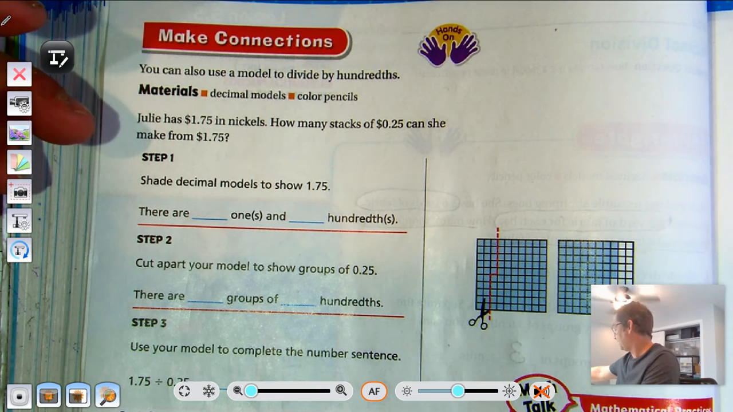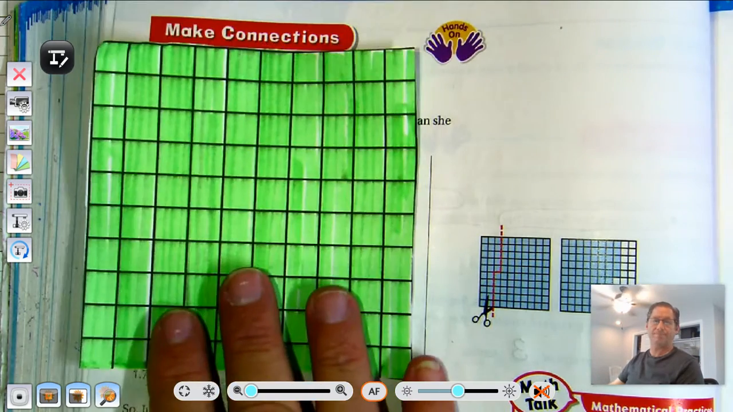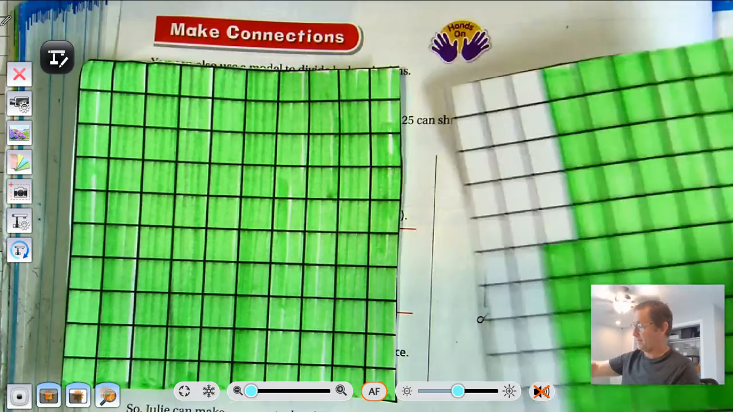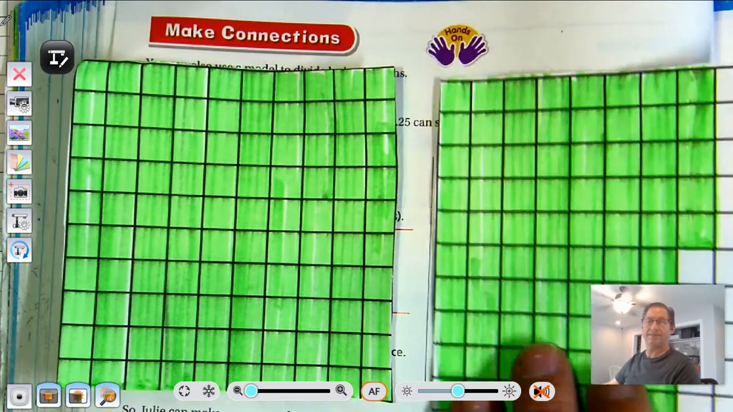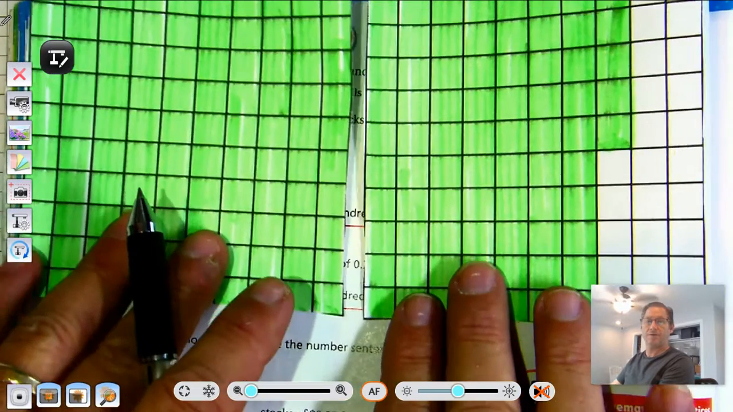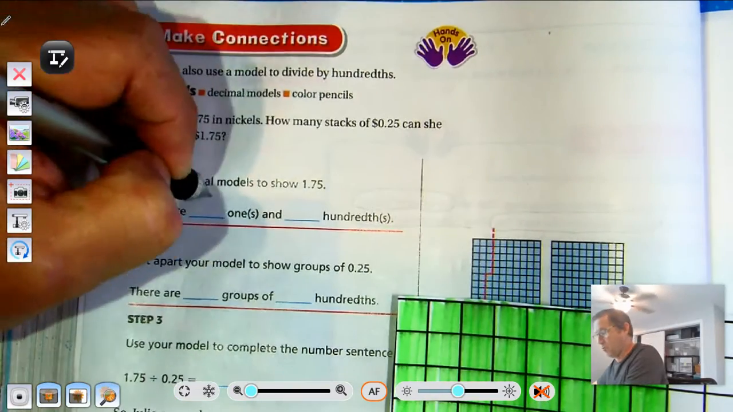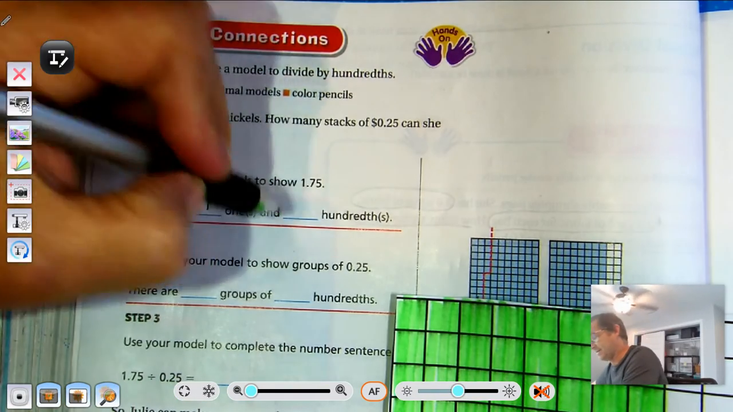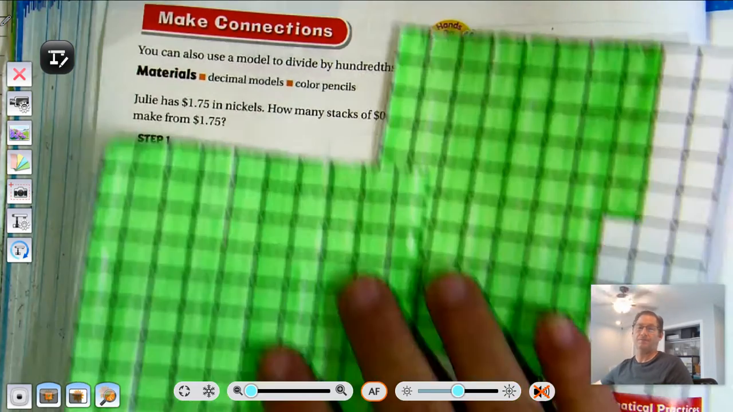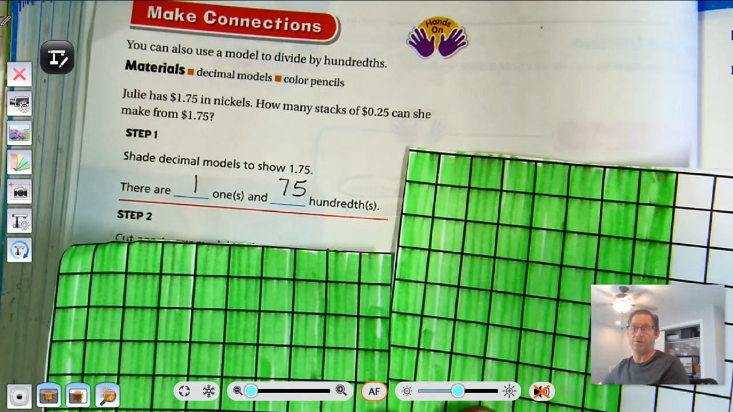Okay, well, so that would be one whole, right? 100 hundredths. And this would represent 75 hundredths. So we have one whole and 75 hundredths. So there is 1 one and 75 hundredths. Okay, so basically we have 175 squares colored, right?